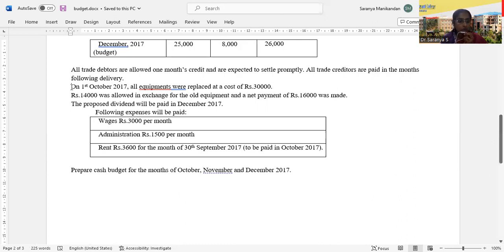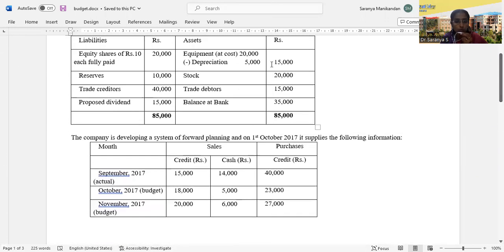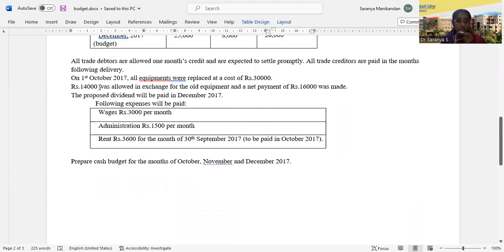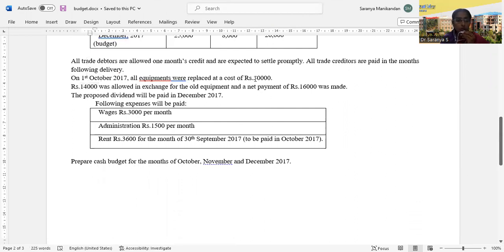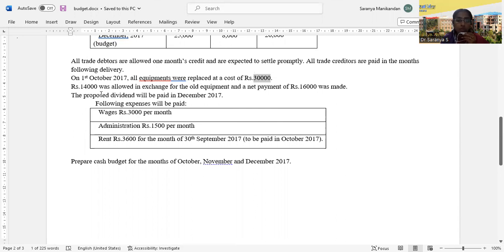And the next line, on 1st October 2017, all equipment was replaced at a cost of 30,000. So we already have old equipment. After depreciation, we have 15,000 worth of it. Correct. So that was replaced, and for the replacement, the exchange price is 14,000. So we are replacing the equipment at a cost of 30,000. In that we are exchanging our old equipment. That exchange price is 14,000. So the net payment, we are paying only 16,000.